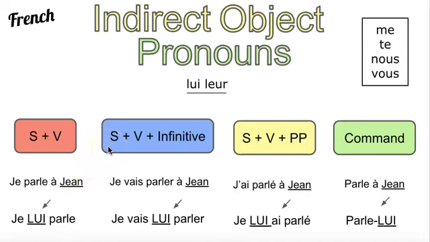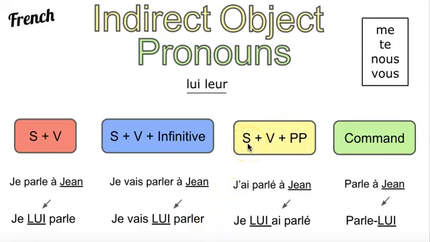For the next position, we have subject plus verb plus infinitive. And when you have subject plus verb plus infinitive, the indirect object pronoun will go before the infinitive. For example, je vais parler à Jean. I'm going to talk to Jean. Je vais lui parler. I'm going to talk to him.